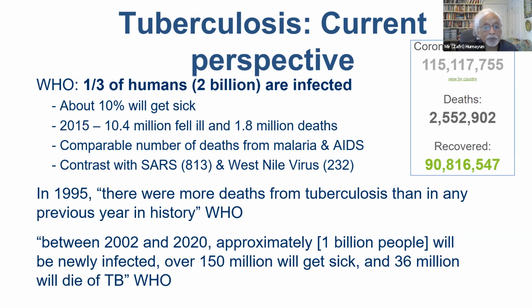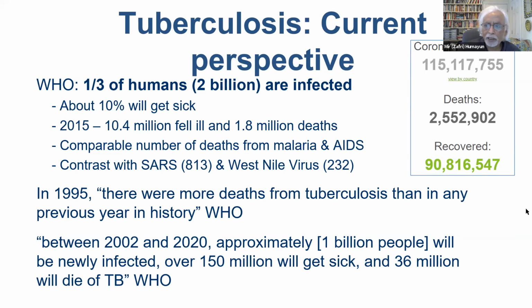Okay, these numbers are comparable to deaths from malaria, which is a disease of a long-standing origin, and AIDS, and this disease far surpasses other recent diseases such as SARS. We're not talking about COVID-19. SARS and West Nile virus disease, both of which got a lot of publicity, but the numbers are very small relative to morbidity from TB.